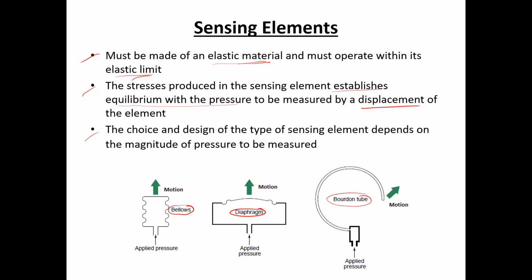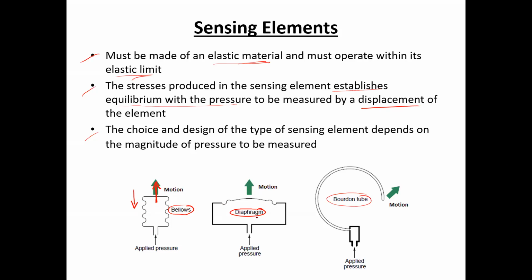Now if I talk about the bellows, it has an inlet from where some gas or liquid can enter into its chamber. When it experiences force in its inner chamber, it is supposed to expand due to the pressure. When it is expanding, it will have a displacement in this direction, and when it is releasing the pressure, it will compress and have a displacement in the opposite direction.